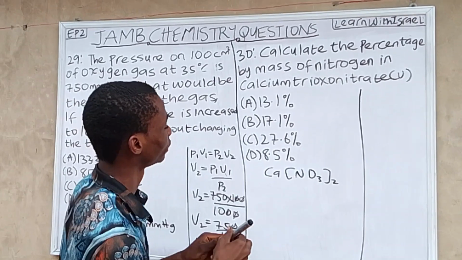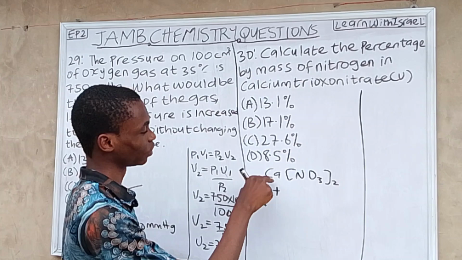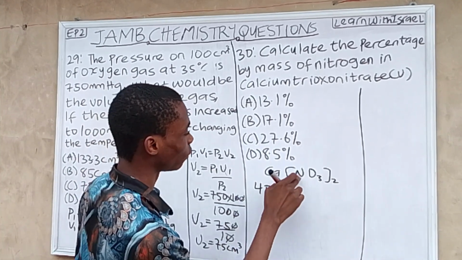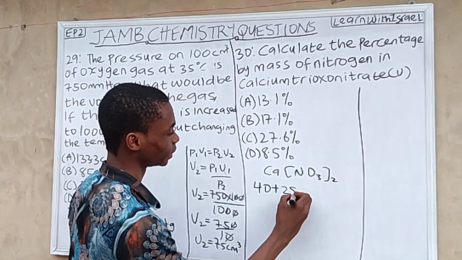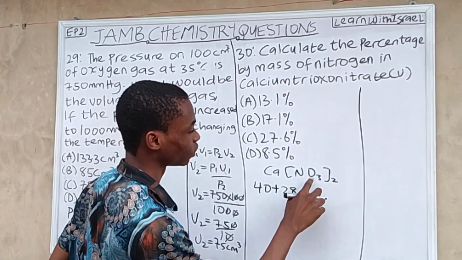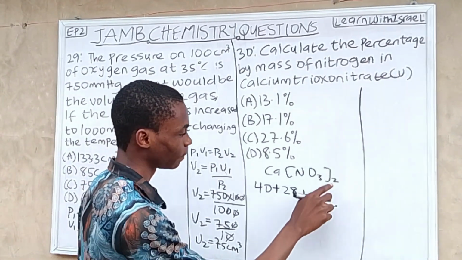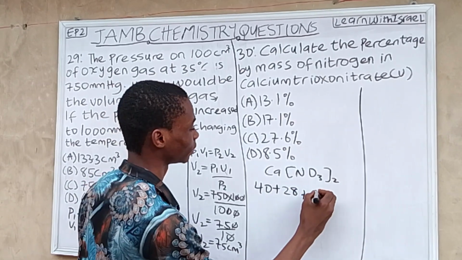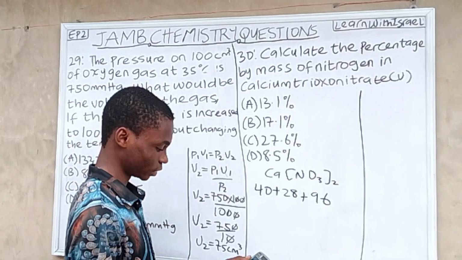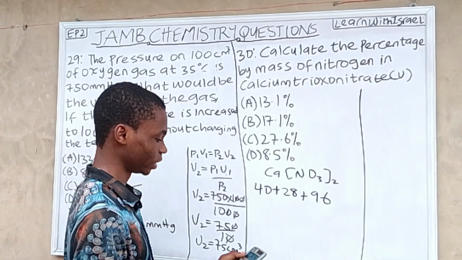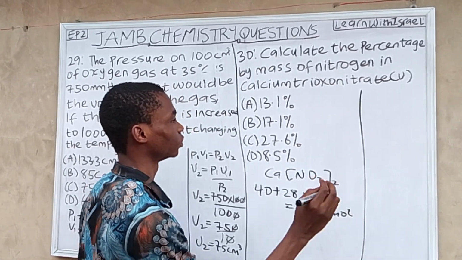So our Ca is 40. We have to calculate the molar mass, and the molar mass of calcium is 40. The molar mass of nitrogen is 14, multiplied by the 2 here will give us 28, plus the molar mass of oxygen is 16, multiplied by the 3 here, 48, multiplied by the 2 here will give us 96. So let's sum it up together. 40 plus 28 plus 96 will give us 164. 164 grams per mole. So it does not stop there.